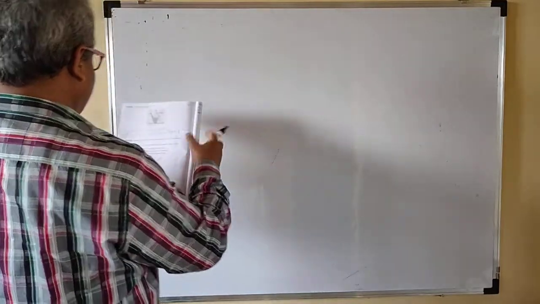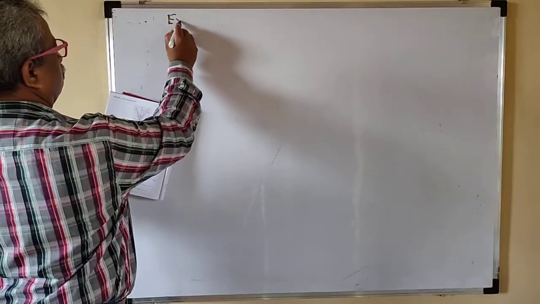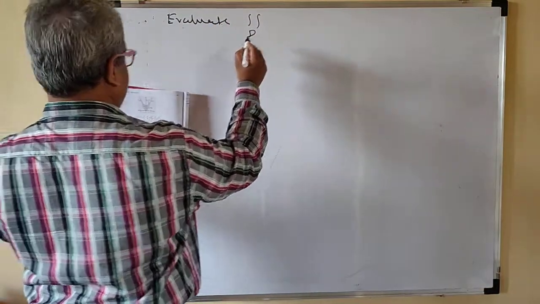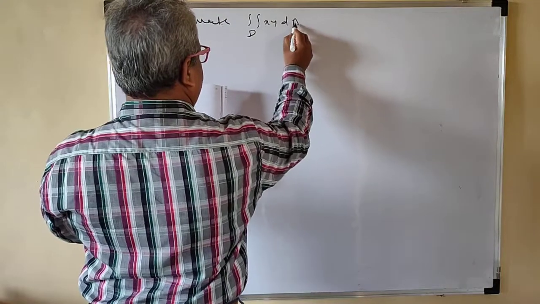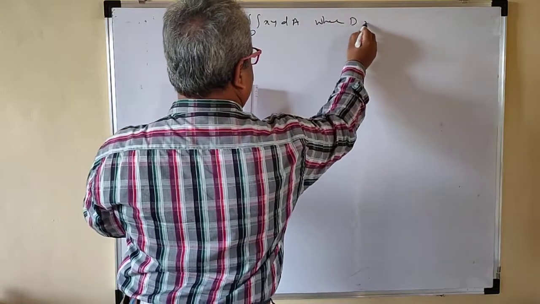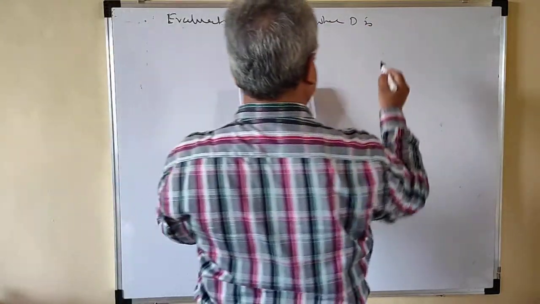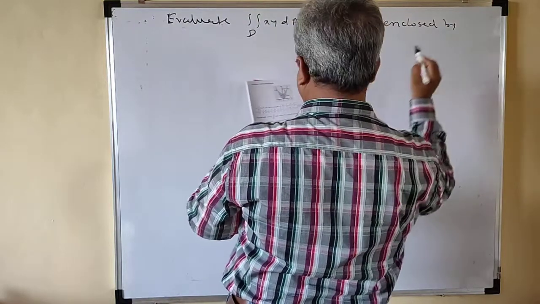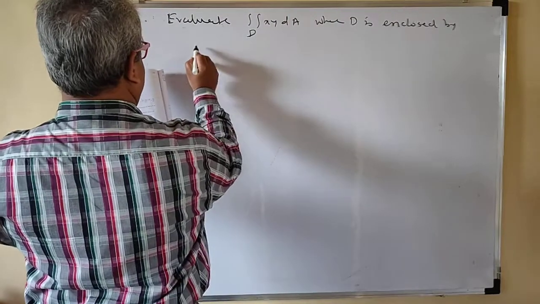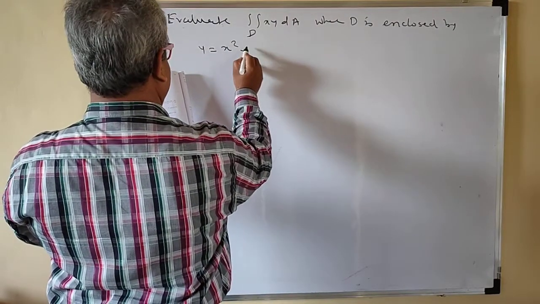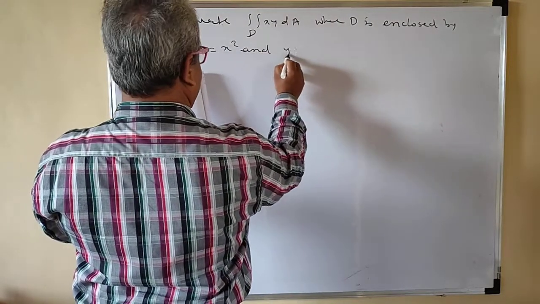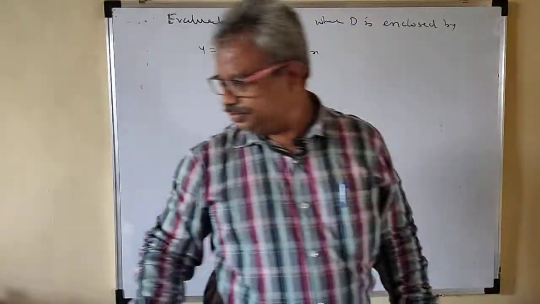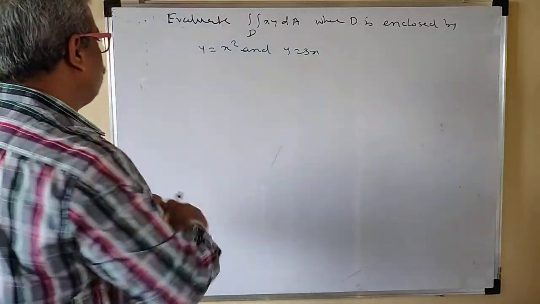Next problem. Evaluate the double integral over D of xy dA, where D is enclosed by y is equal to x square and y is equal to 3x. Okay, solution.